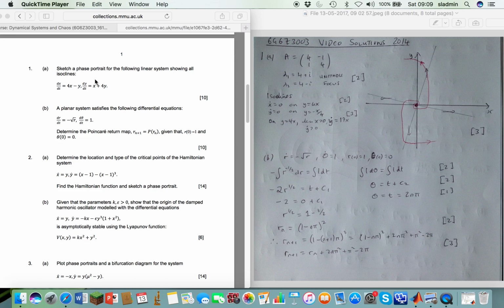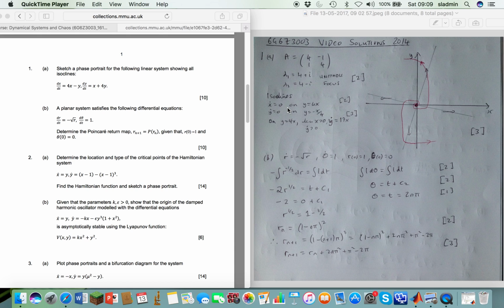For question 1A, if we write the linear system in matrix form, here is the matrix. We can put this into MATLAB, and using the eig command, vect_val equals eig of this matrix, and these are the eigenvalues. Notice we don't put down the eigenvectors because they are complex. Because the real part of the eigenvalue is positive, this is an unstable focus.